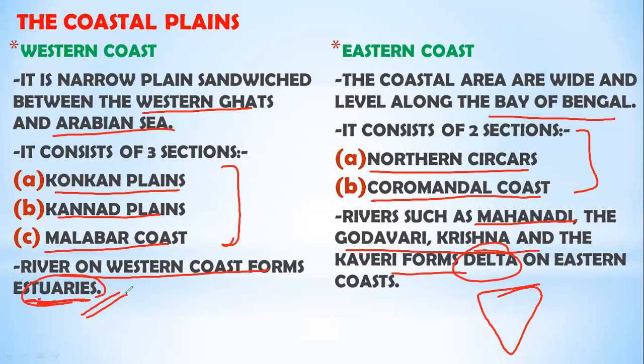Estuary is not a fertile area. Agriculture is not possible in estuaries, whereas deltas are fertile lands.